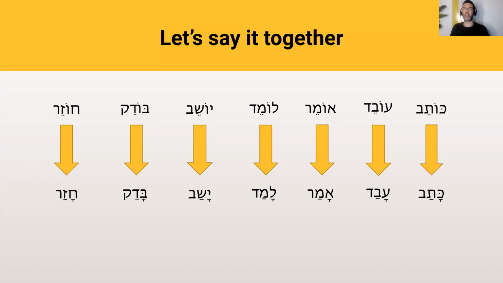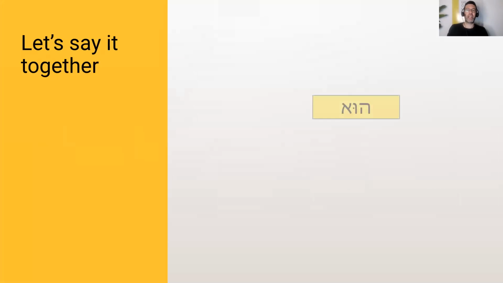Guys, let's do it again. This time you're all saying it with me. Present tense, kotev becomes katav. Oved, avad. Omer, amar. Lomed, lamad. Yoshev, yashav. Bodek, badak. Choser, chazar. And again, I'm reminding you, we're talking just about the pronoun hu when we're talking about past tense. Hu in Hebrew, which is he. If you guys say it together with me. Hu, chashav.